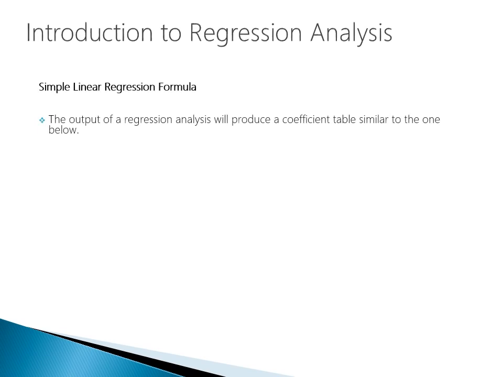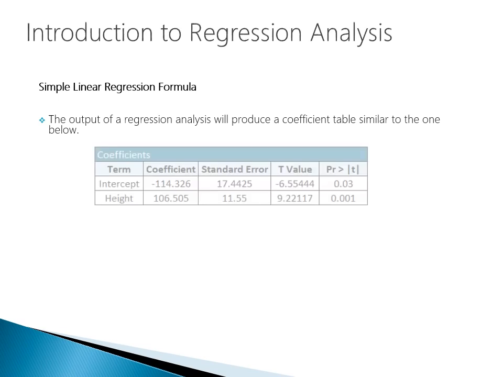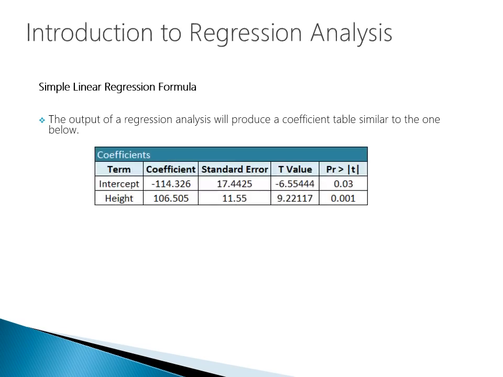The output of a regression analysis will produce a coefficient table similar to the one that is being produced below. So in this table, we have our intercept term and our height term. We have a value for the coefficient. We have some statistical assessments in terms of what the standard error is, the t-value, and the probability. And interpreting this table, we know that the intercept is a minus 114.326, and the height coefficient is 106.505 plus or minus 11.55.